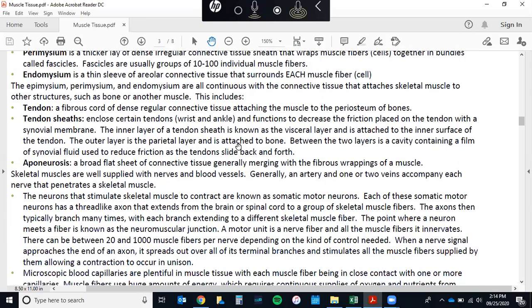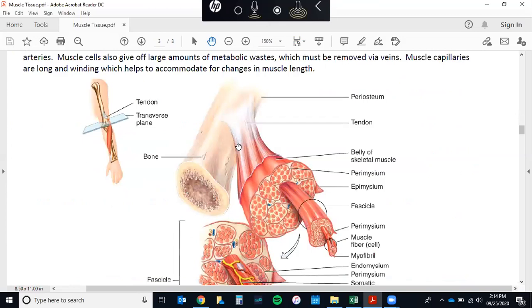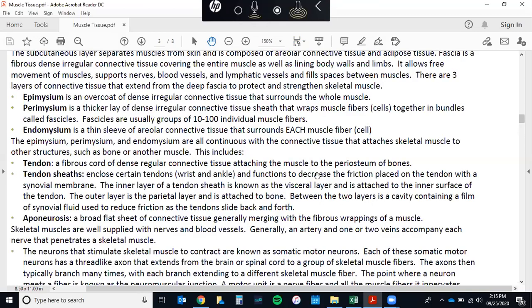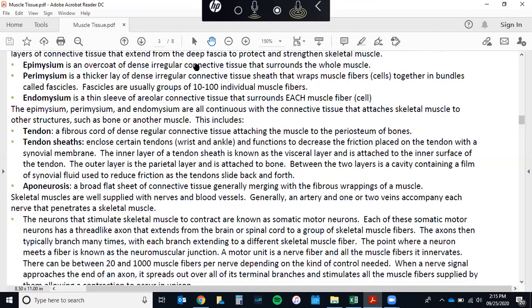The epimysium is a connective tissue that surrounds the entire muscle. What we have pictured here is a cut along a transverse plane of a muscle, which happens to be the brachioradialis muscle. Here we can see the tendon, the structure that connects that muscle to the bone, the periosteum specifically, which we have recently talked about. And here's our entire muscle that's been cut away. We see there's a membrane surrounding it called an epimysium. The epimysium is an overcoat of dense, irregular connective tissue that surrounds the whole muscle. Just deep to it is another layer of connective tissue called a perimysium.